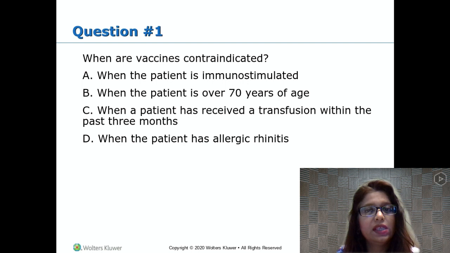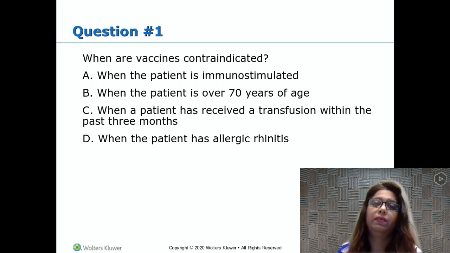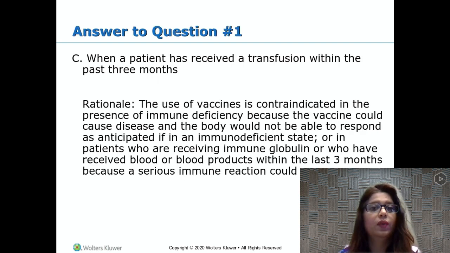Then, a question: when are the vaccines contraindicated? When the patient is immunostimulated, when a patient is over 70 years of age, when a patient has received a transfusion within the last 3 months, when a patient has allergic rhinitis. So the answer is C, when a patient has received a transfusion within the last 3 months.